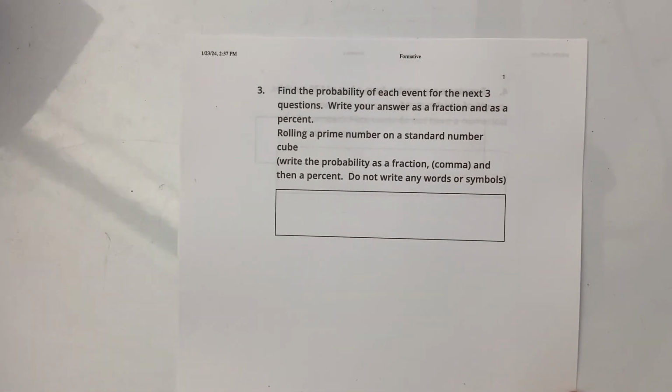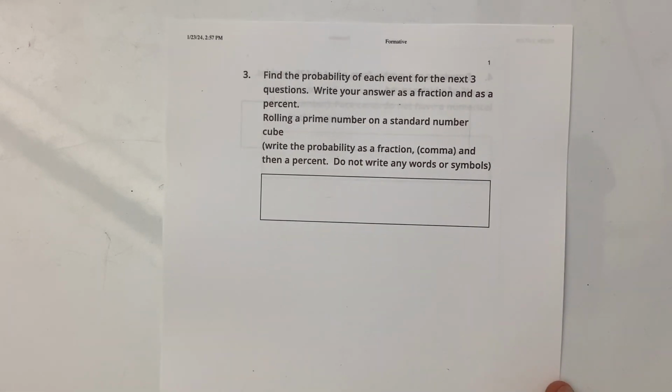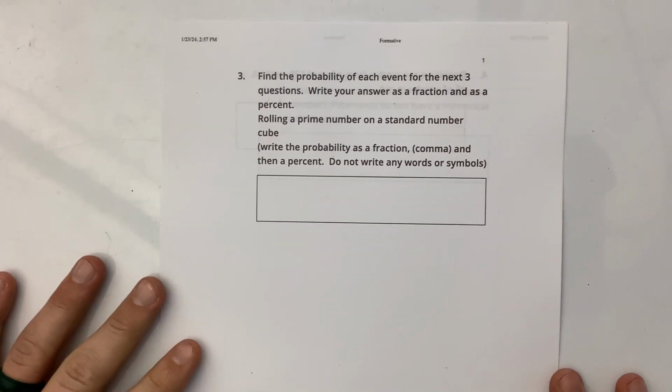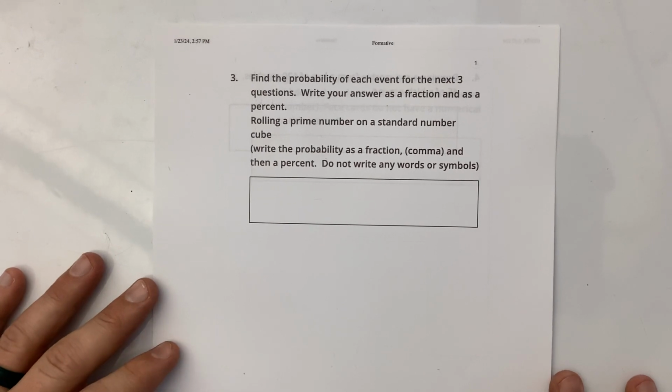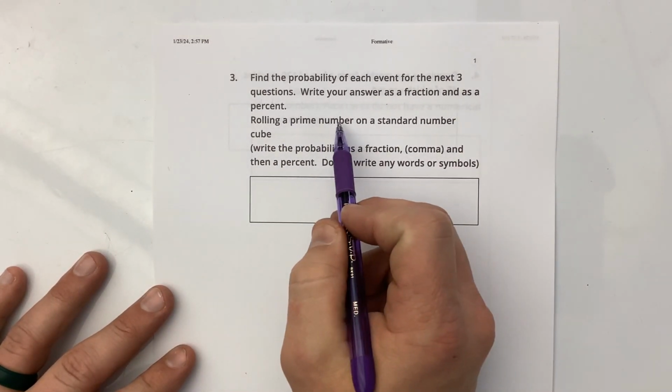Find the probability of each event. Write your answer as a fraction and as a percent. For this video, I'm just going to write as a fraction. The percent will be a little bonus for you to do. Rolling a prime number on a standard number cube.